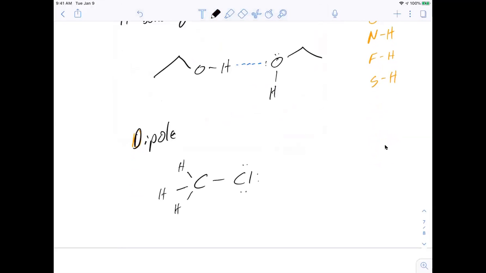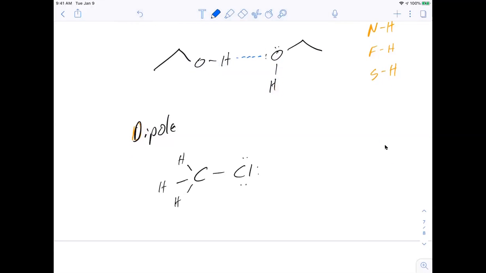And for dipole, it's not difficult to recognize, but it is important to understand what's going on. In dipoles, what you need is to know that there's going to be unequal sharing. So we have polar covalent and nonpolar covalent. Nonpolar covalent is an equal sharing. Polar covalent is a non-equal sharing.